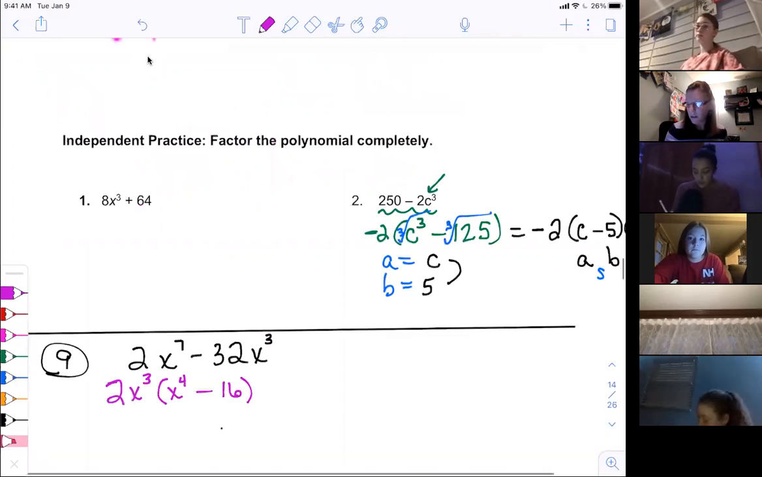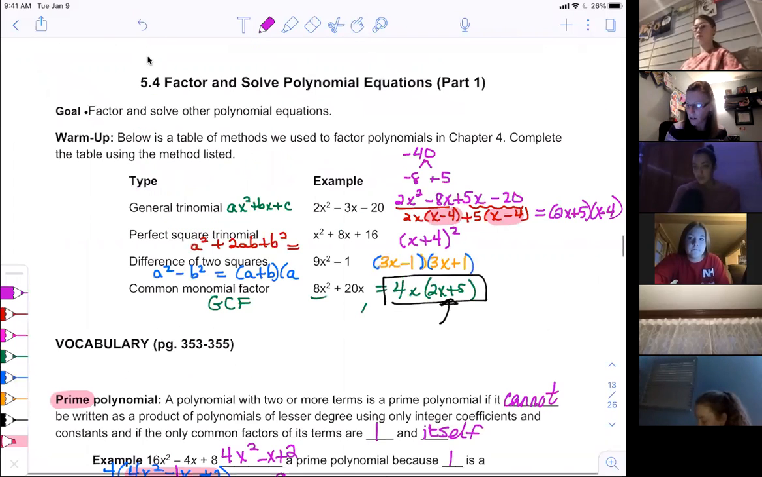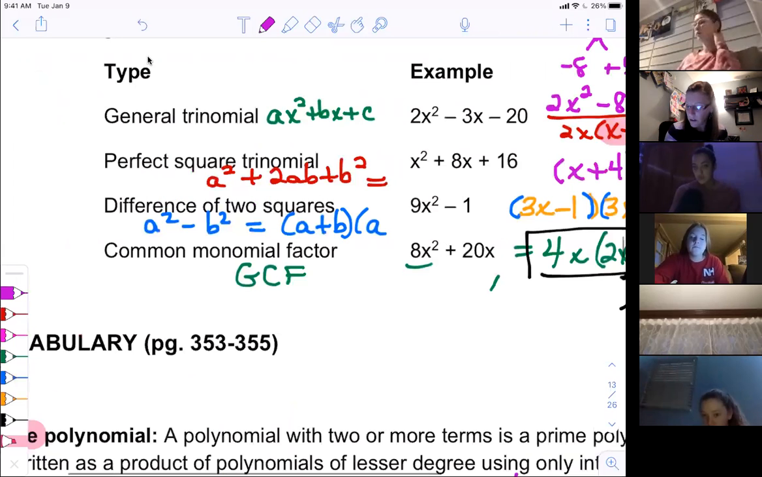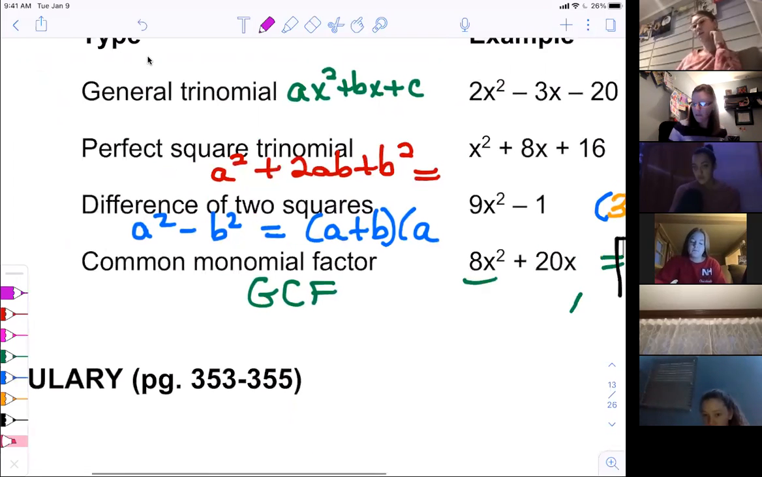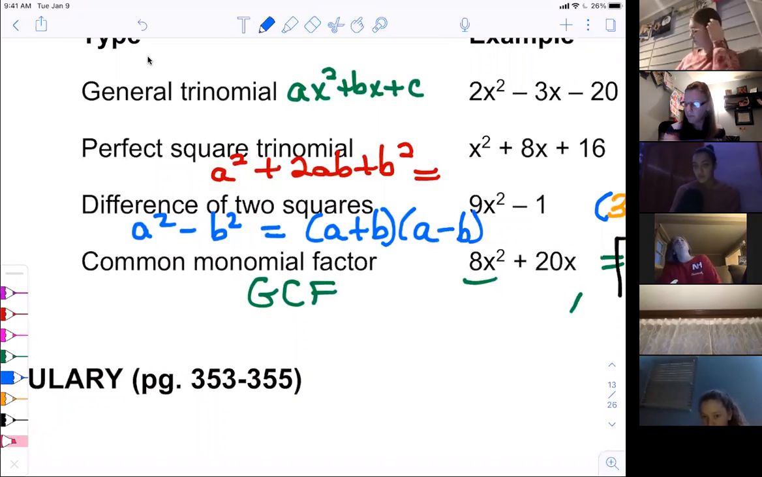There are a couple of different factoring techniques that we now have discussed. Looking at the notes, the factoring forms that we learned in chapter 4 were a general trinomial, which means it has to have 3 terms. Ours does not, it has 2. A perfect square trinomial, again, 3 terms. Ours does not, it has 2. The difference of 2 squares, so it's a difference and they're perfect squares.